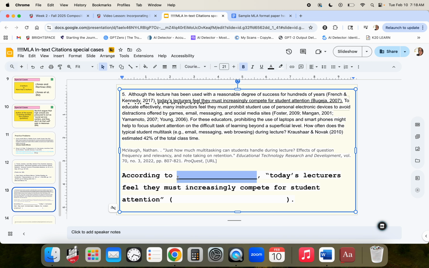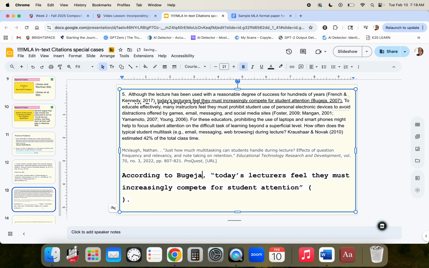So for this one, remember the person who said the quote, that's Bugeja, goes in the signal phrase because we want to give credit to the person who said it. Today's lecturers feel they must increasingly compete for student attention, and then we're going to get quoted in, the source itself, is here. So this is quoted in McVaugh, and then we would put the page number that quotation came from in our text. Just like that.